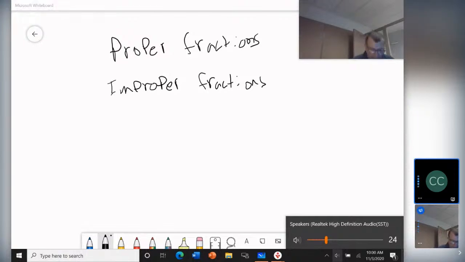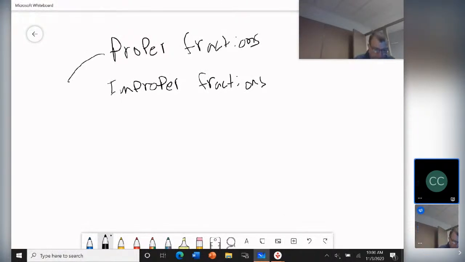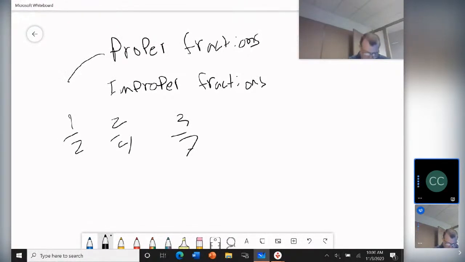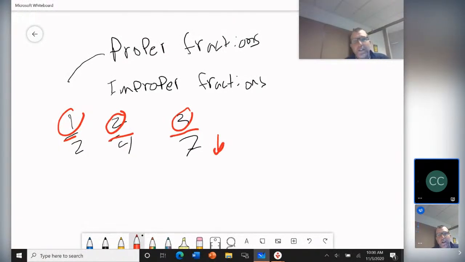So a proper fraction, you guys, would be like 1 over 2, 2 over 4, 3 over 7. A proper fraction is when the top number, the numerator, this number, is smaller than the denominator. We consider that a proper fraction.